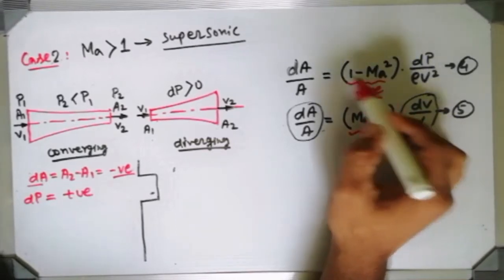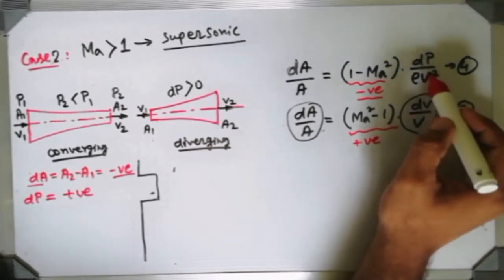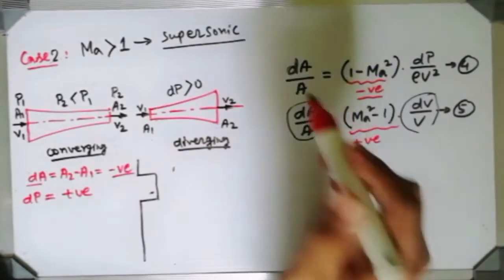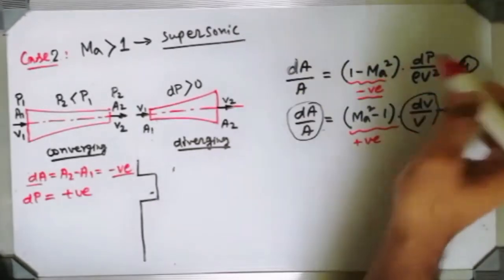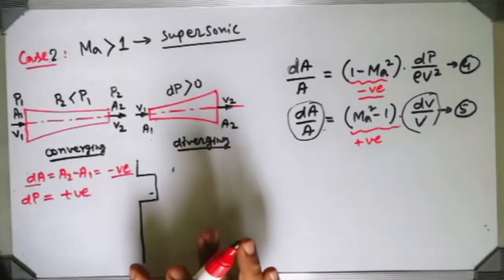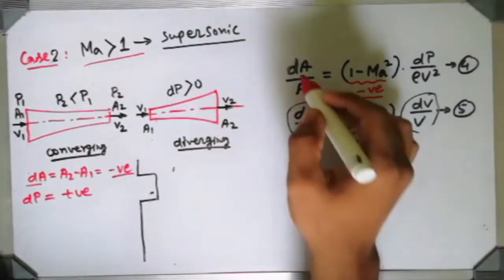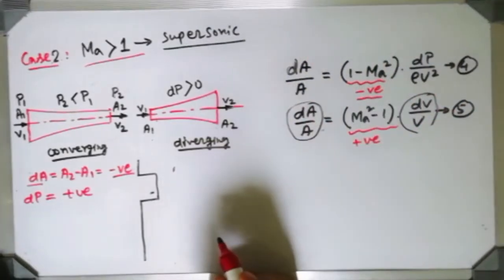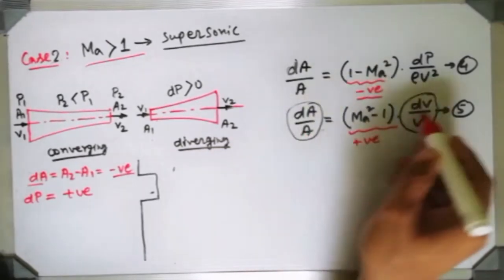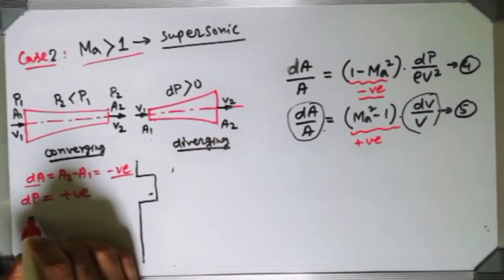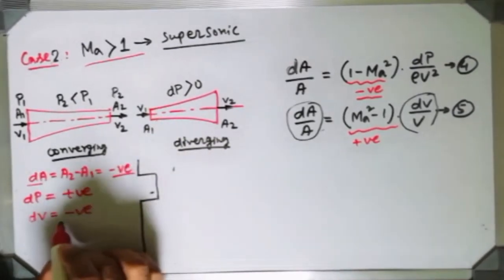That means left hand side dA by A and right hand side dP by rho v square are with opposite sign. If dA is positive, then dP will be negative. Similarly, if dA is negative, then dP will be positive. What I am trying to clear over here is that while the flow is supersonic, dA and dP are working oppositely. And in case of equation number 5, dA and dV are working in the same manner. So dV will also be negative while dA is negative, dV is negative but dP is positive.